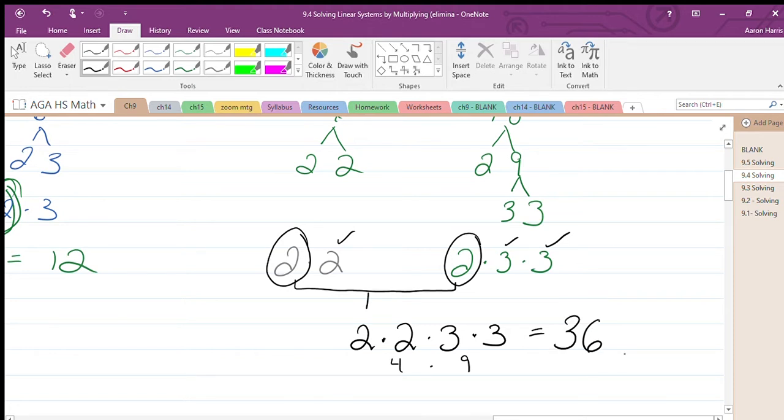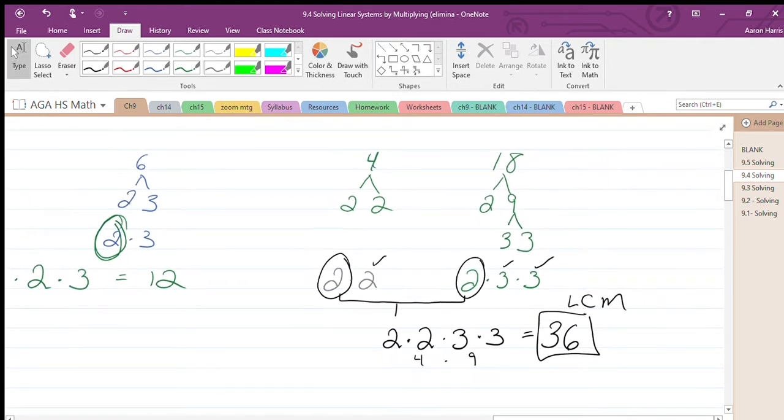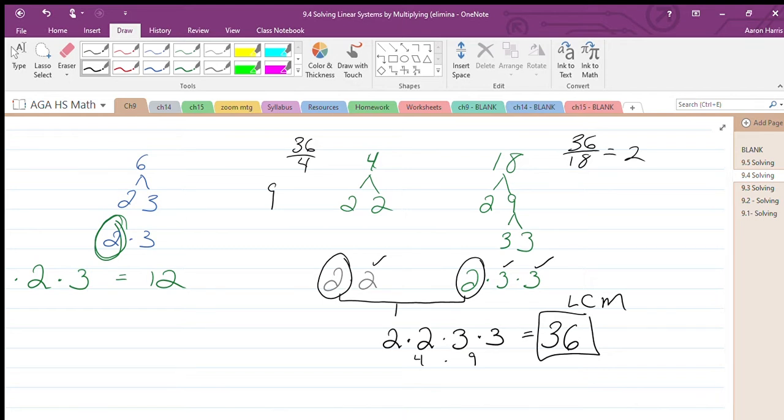36. So my LCM of 18 and 4 is 36. That means that 36 divided by 18 is what? Plain old 2. 36 divided by 4 is what? 9. So therefore, we know that 4 goes into 36, 18 goes into 36, 36 is our LCM.